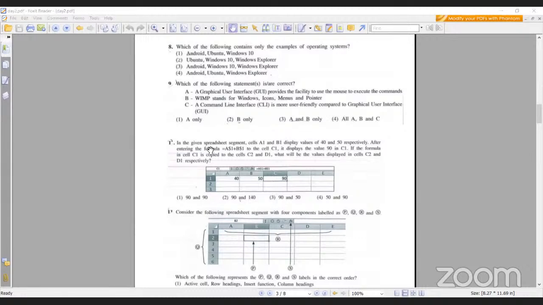Okay, first one very easy. Which of the following contain only examples of operating system? Android is an operating system. Ubuntu, Windows 10. Windows Explorer is not an operating system. First answer.